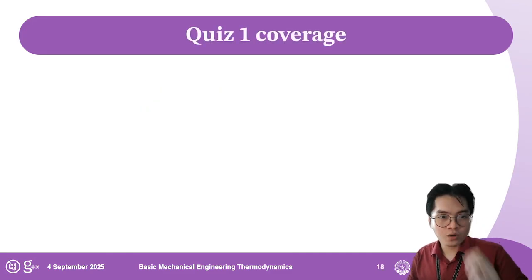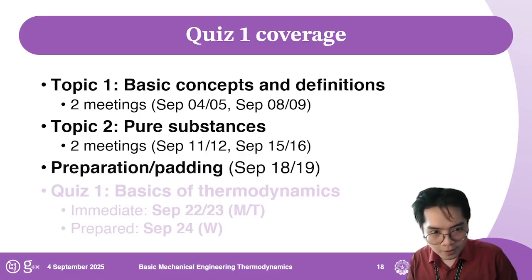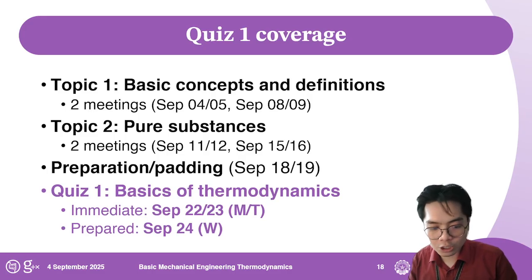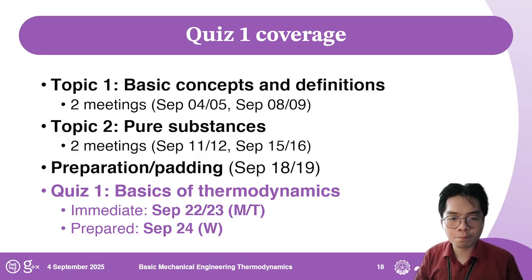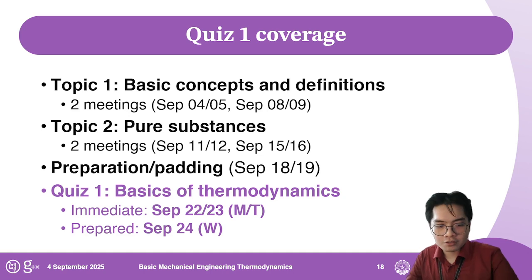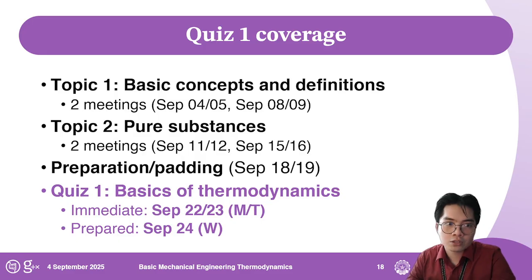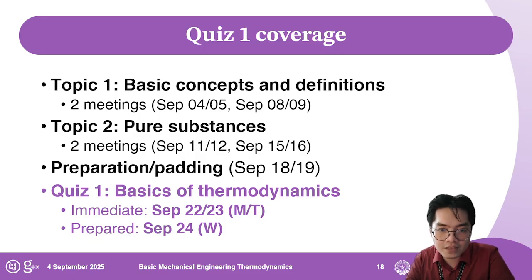All right, so for quiz 1, we will have topics 1 and 2, right? As you can see here, there's what we call a preparation meeting, right? Sadly, this is no longer perfectly followed because of the suspension, right? Sadly. So now it's September 4 as of the time of this recording. So we will start with topic 1, basic concepts and definitions, on September 8, and we'll end on September 11. We'll start topic 2, pure substances, on September 15 and then 18. And then we will have your quiz 1 on either September 22 or 24, right?